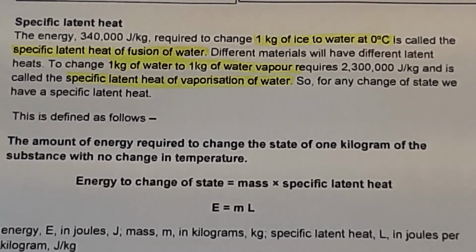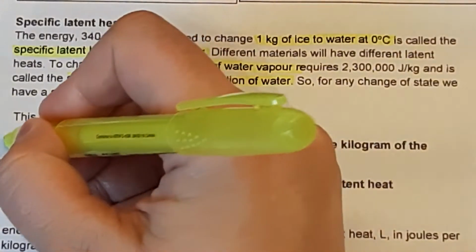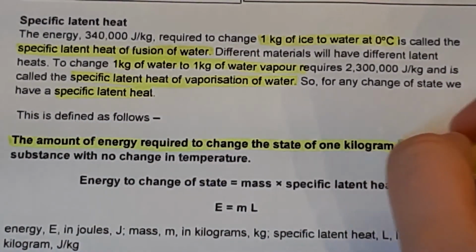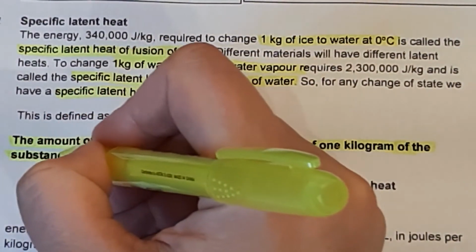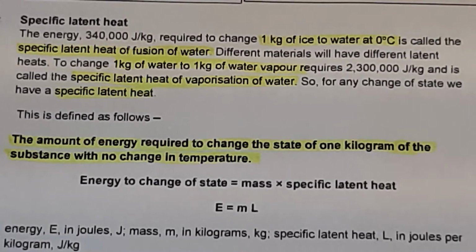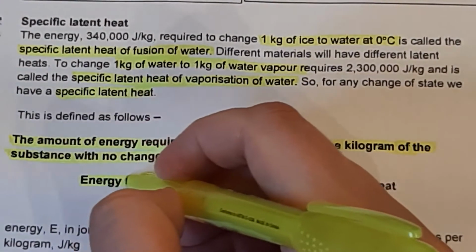So for any change of state, we have a specific latent heat, and specific latent heat is defined as the amount of energy required to change the state of 1 kilogram of the substance, any substance, with no change in temperature. And we can write it out as a sentence, or we can turn it into an equation, as we can with many things in science.